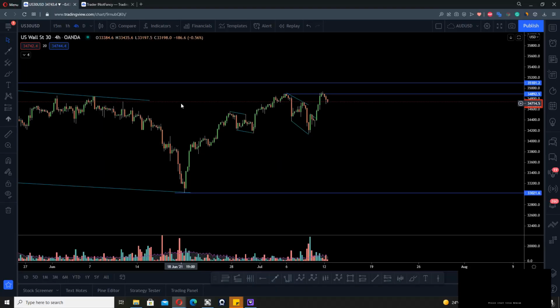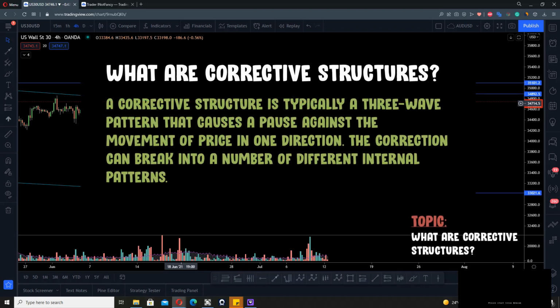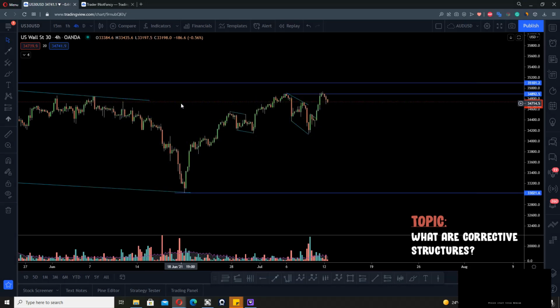Alright, first up, what are corrective structures? A corrective structure is typically a three-wave pattern that causes a pause against the movement of price in one direction. The correction can break up into a number of different internal patterns. Okay, let's take a look here at this example.